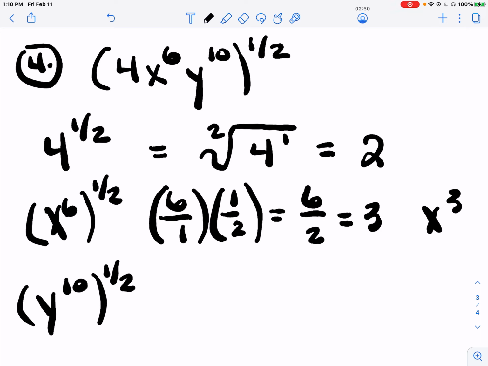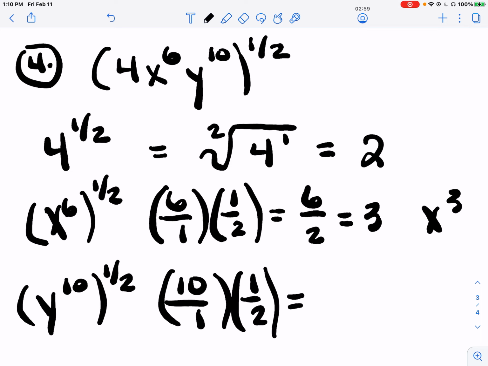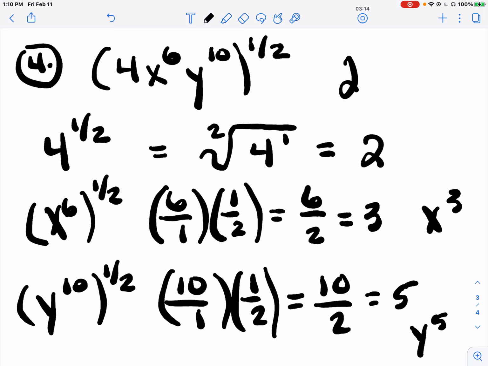Okay, the y is the same. We multiply the exponents. So 10 over 1 times 1/2, multiply straight across. 10 times 1, 1 times 2, divide. Okay, so that's the exponent for the y. Okay, so what's the whole answer? 2 x to the third, y to the 5th.